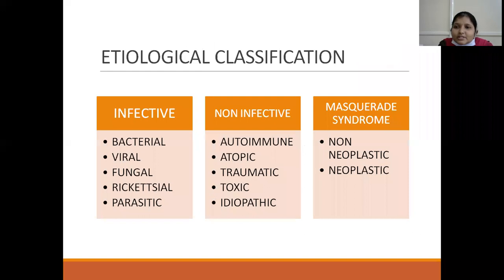Coming to etiological classification, which means based upon the cause of uveitis, uveitis can be classified into infective, non-infective, and masquerade syndromes. In infective uveitis, the various causes can be bacterial, viral, fungal, protozoal, parasitic, and rickettsial. Coming to non-infective, it can be due to autoimmune reactions or atopy, toxins, trauma, and idiopathy. In masquerade syndromes, it can be due to non-neoplastic syndromes or neoplastic syndromes.